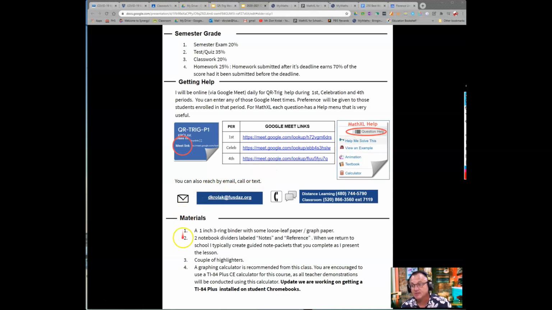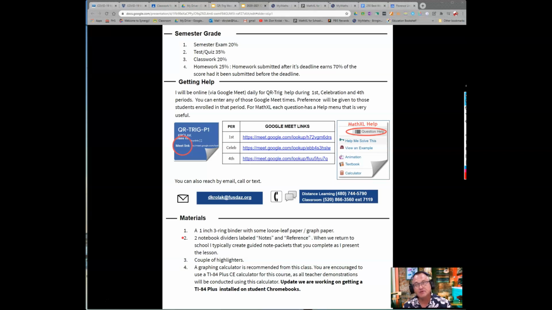Materials for the class. I would suggest getting a 1-inch binder, some loose leaf paper, some graph paper, 2 dividers, and a couple of highlighters. All right, the dividers I'd label notes, and the second divider reference pages. For you that have had me in the past, you know that I organize your work using packets, and those packets are guided notes that you will fill in as I'm presenting the material to you.